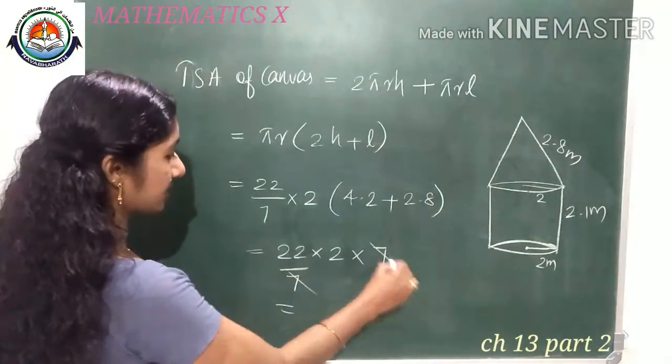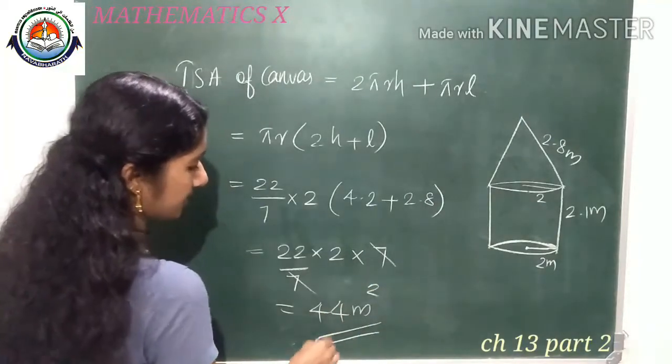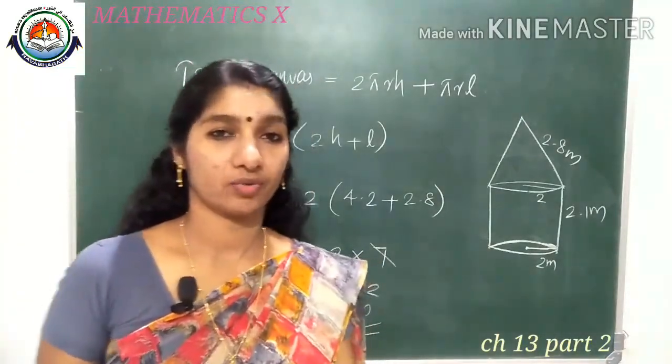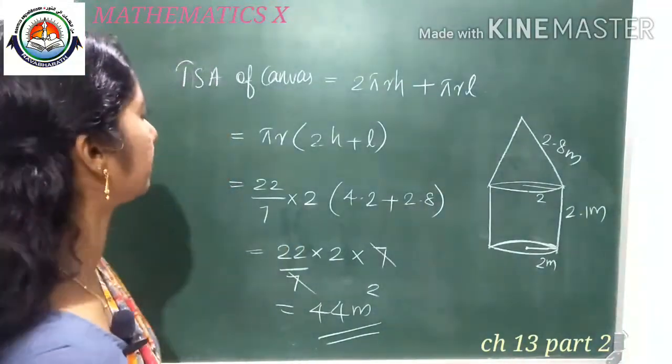So for 7 we can cancel. We are getting 44 meter square is the area of the canvas. Okay. 44 meter square is the area of the canvas.